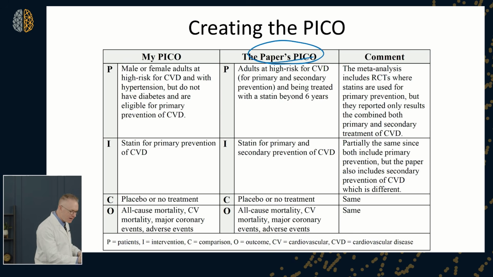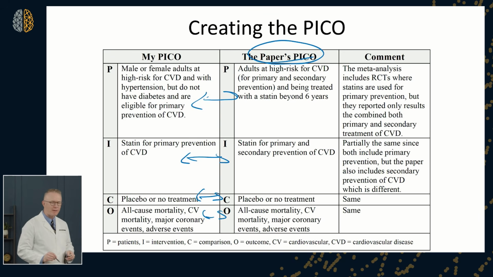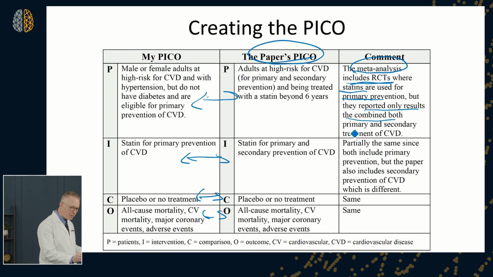Right? Do you see enough similarities between them that you go, yeah, this is probably the paper I'm looking for. Now, it might not be the exact outcome that you wanted, or it may not be the exact statin that you were interested in. But remember, statins are not just statins, they're HMG-CoA reductase inhibitors, and you might even have to include the names of all of the statins to find the right paper for your question. Now, the paper was a meta-analysis that includes randomized controlled trials of statins primarily used for primary prevention, but they reported only results of combined primary and secondary.